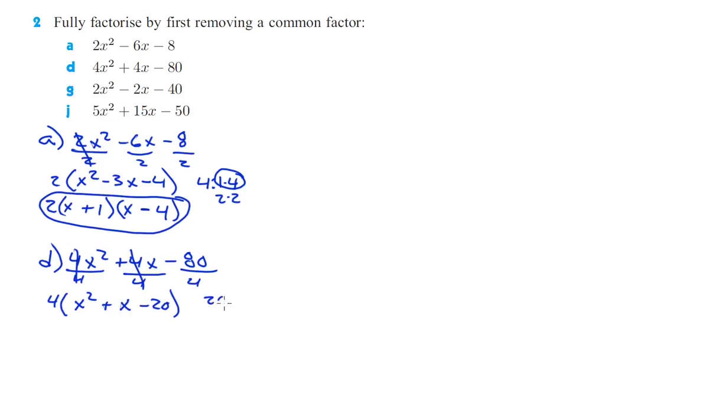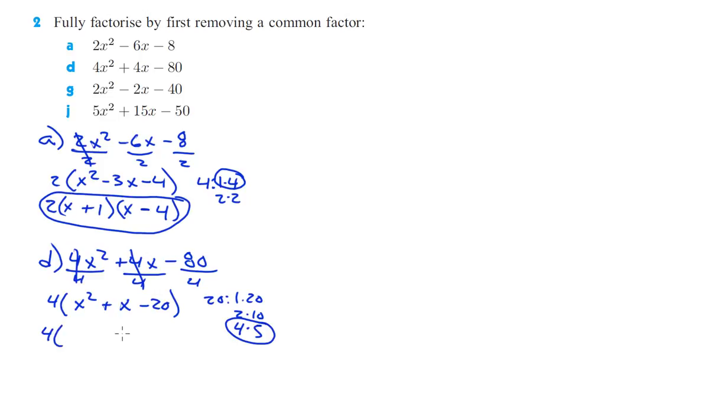Okay, now let's see if we can come up with factors of 20. 1 times 20, 2 times 10, 4 times 5. I just like to list them all off first, then I don't have to worry about hunting for them. Do any of those factors of 20 have a difference of, this is a 1x here, so any of these have a difference of 1? Yep, 4 and 5 have a difference of 1.